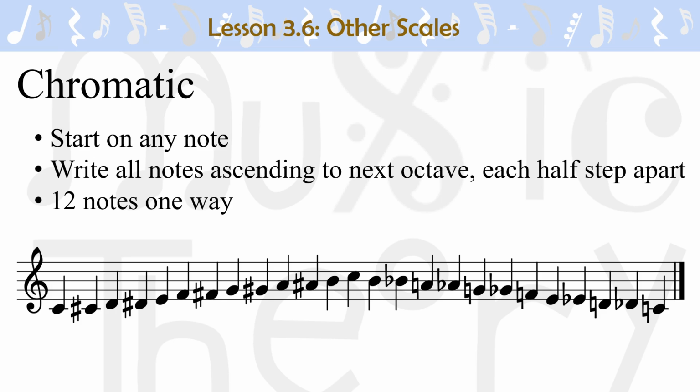To build the C chromatic scale, start by writing the first note C. Then write the next note a half step above that, which is C sharp. Repeat until you get to the C in the next octave. What you end up with is C, C sharp, D, D sharp, E, F, F sharp, G, G sharp, A, A sharp, B, C.